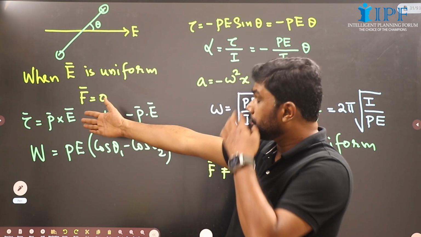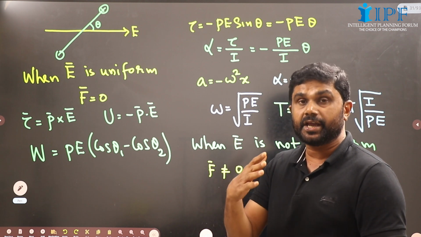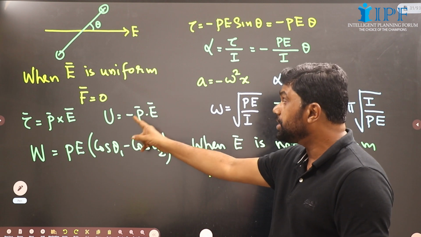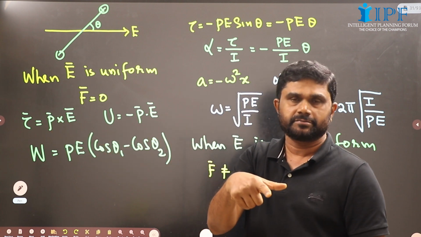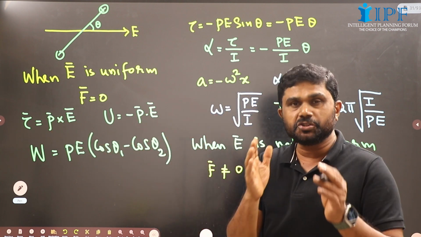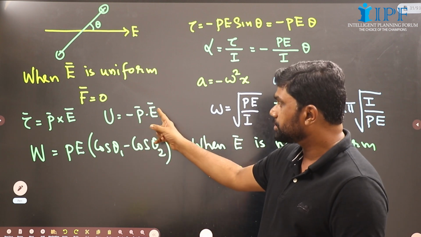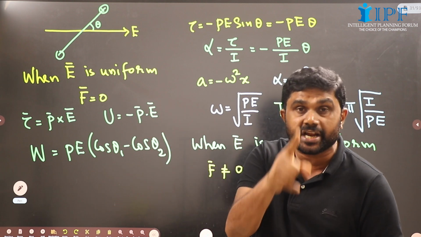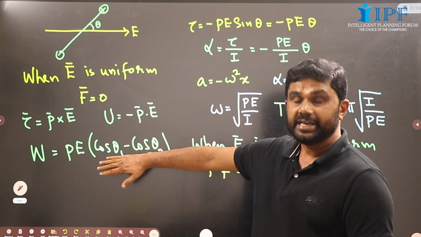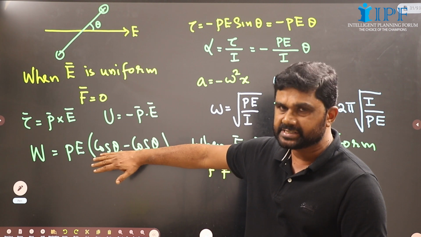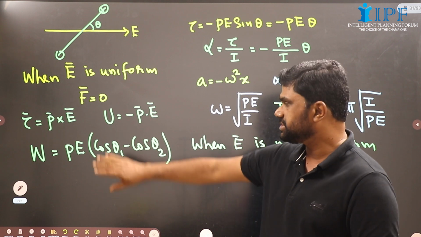Now the torque tau is given by P cross E, and the potential energy of the dipole kept in a uniform electric field will be U equal to minus P dot E. Here we have the cross product because the torque is a vector. Here we have the dot product. Even though dipole moment and the intensity of electric field are vectors, the dot product of these two with a negative sign will give you the potential energy, that is a scalar. This is the work done in turning the dipole from a position where it makes an angle theta 1 to a position where it makes an angle theta 2 with the direction of the field.